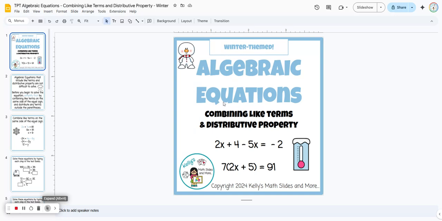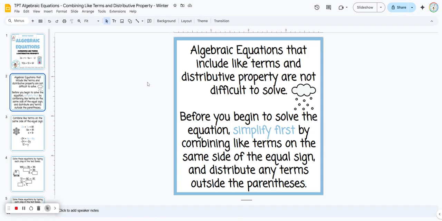Algebraic equations with combining like terms and distributive property. This is a digital lesson and it's winter themed. So it starts out explaining to the students that algebraic equations that include distributive property and like terms are not difficult to solve. So before they begin to solve the equation, they need to simplify first by combining like terms that are on the same side of the equal sign and then distributing any terms outside the parentheses.